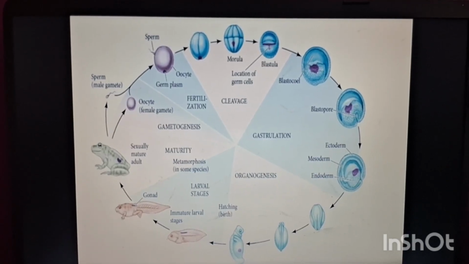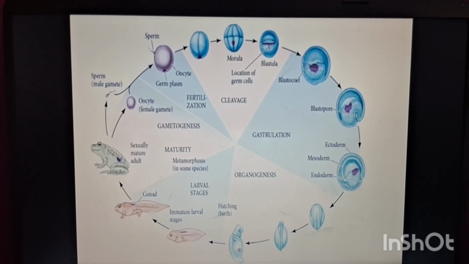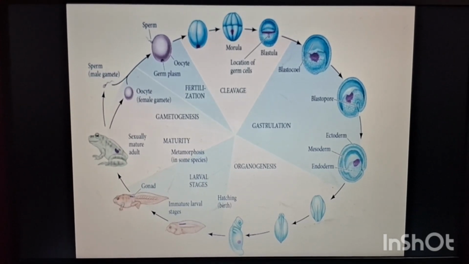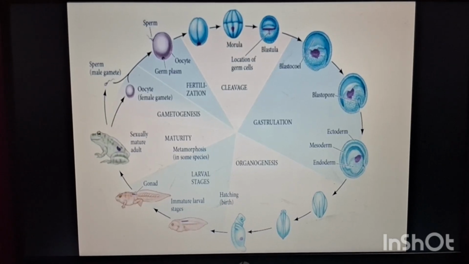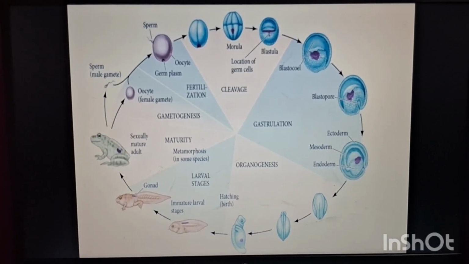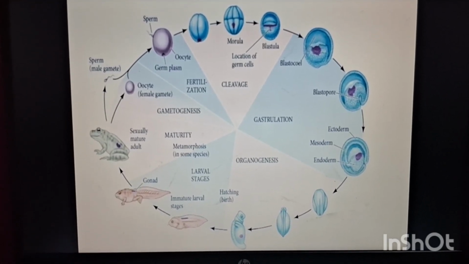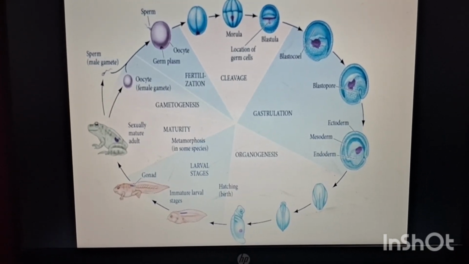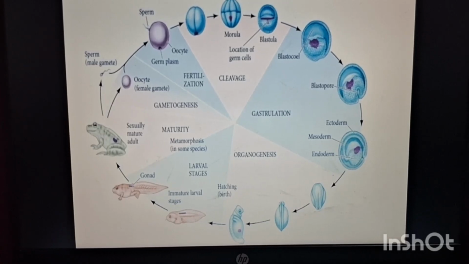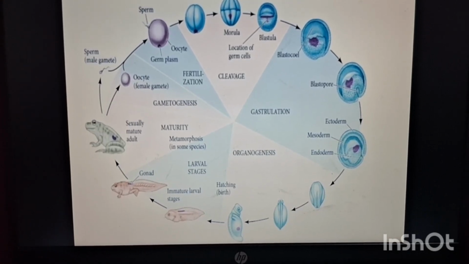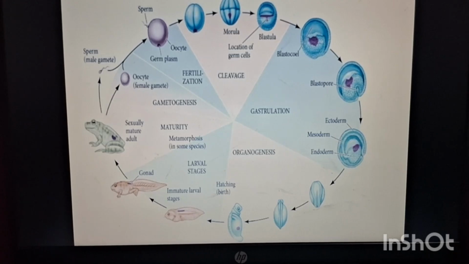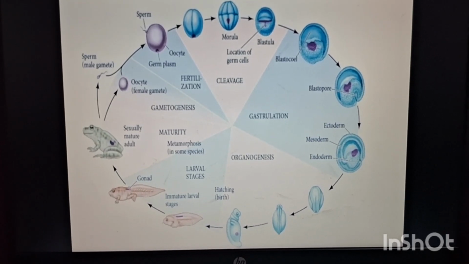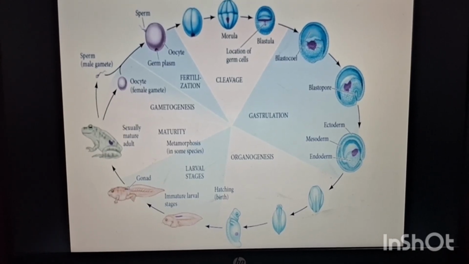then produce morula, then blastula, then blastocoel, then blastopore. And after the blastopore, organogenesis occurs and forms ectoderm, mesoderm, endoderm. After this process, hatching occurs. Then first is the immature larval stage, and then the second immature larval stage where the gonad is formed, and then sexes are separated and sexually mature adults are formed.